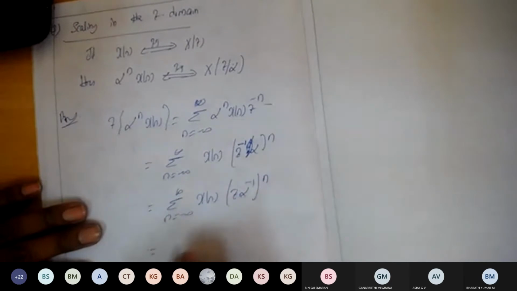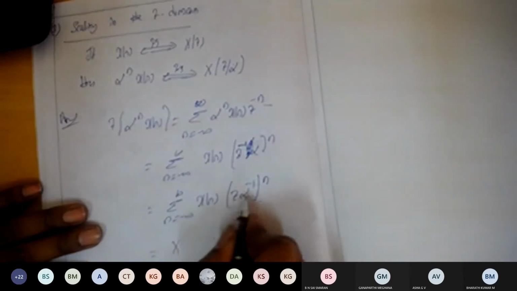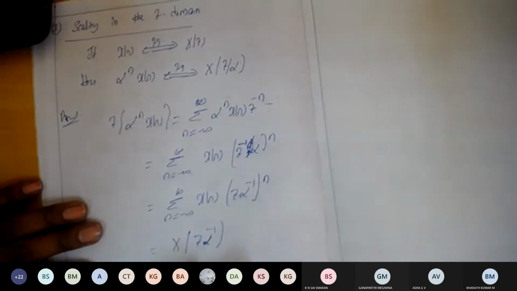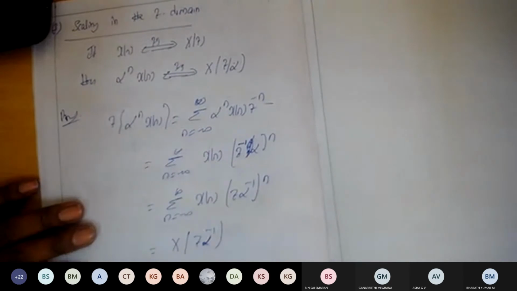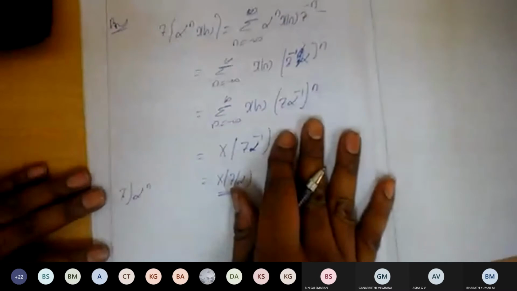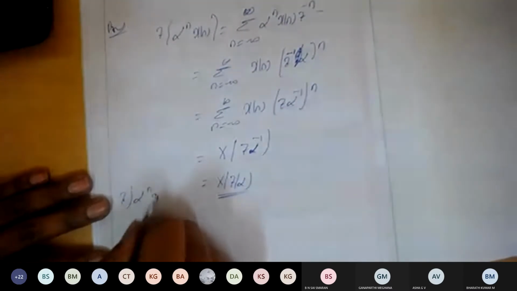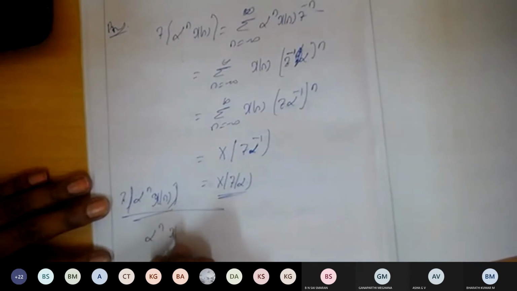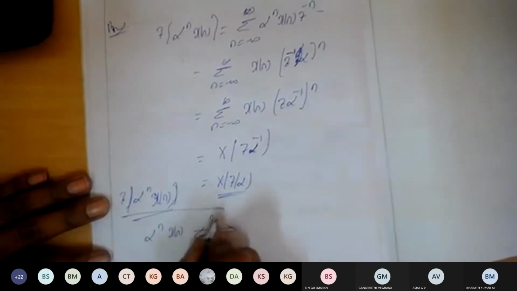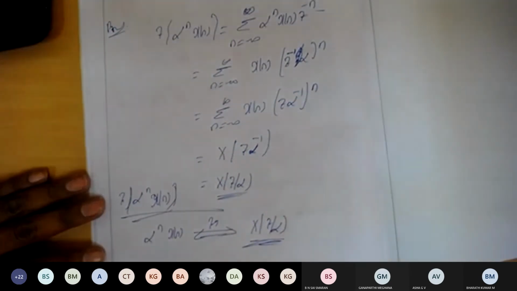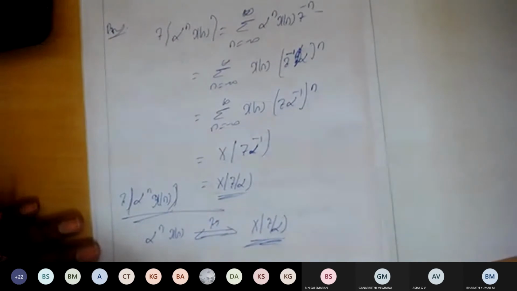So here we can write the input is x, and the corresponding z will become z into alpha inverse here. So remove n here, whatever the term is there, we are going to get z into alpha inverse, or we can write this as x of z by alpha. So this is the z transform of alpha to the power of n into x of n. Or else we can write: alpha to the power of n into x of n, the corresponding z transform has become x of z by alpha. So this is the scaling in the z domain property.